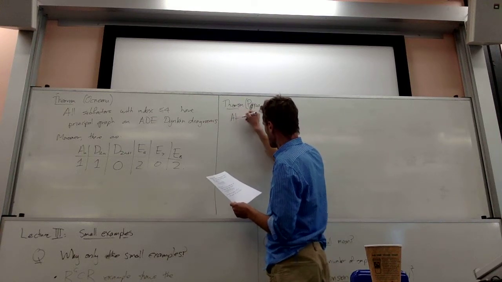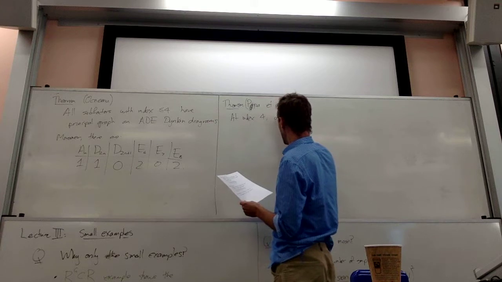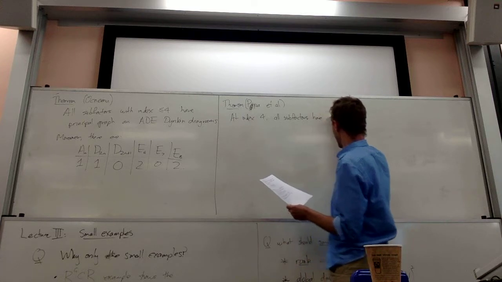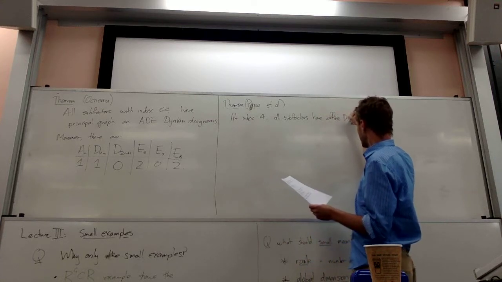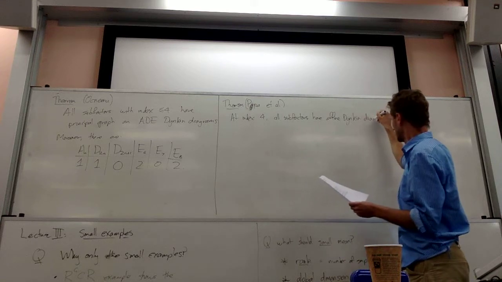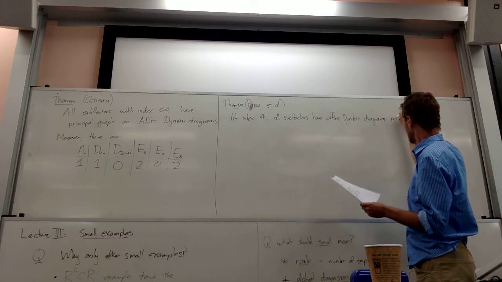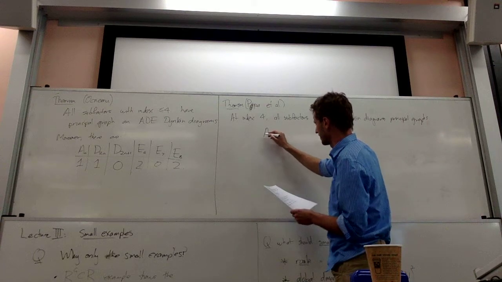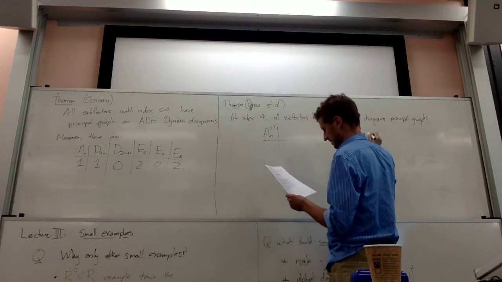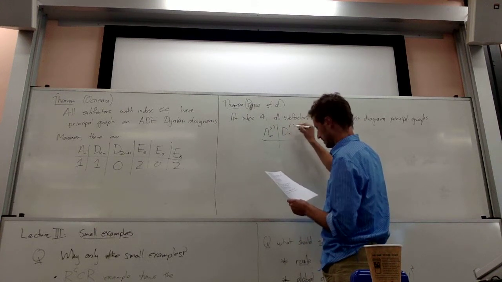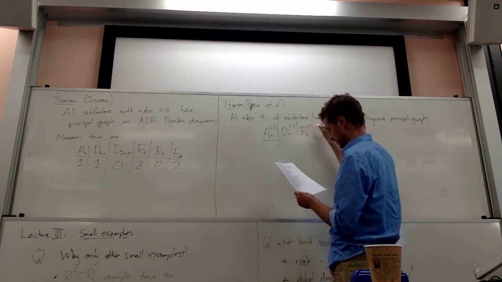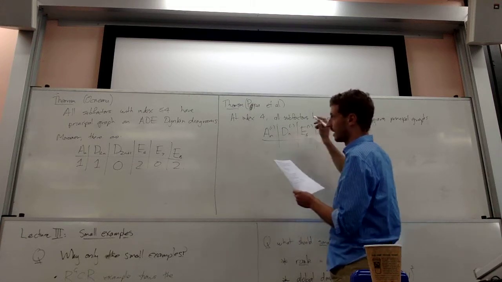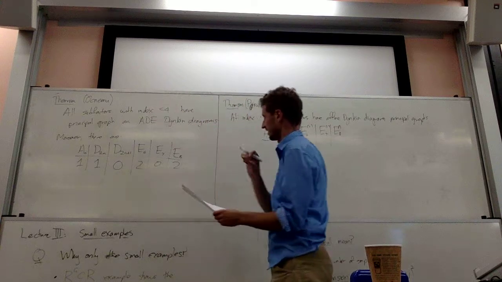And at index 4, we have a very, very similar result. All subfactors have affine Dynkin diagram principal graphs. Again, you can say exactly how many there are of everything. Let's write these out. Yeah, thank you. Yeah, strictly less than 4. Yes.